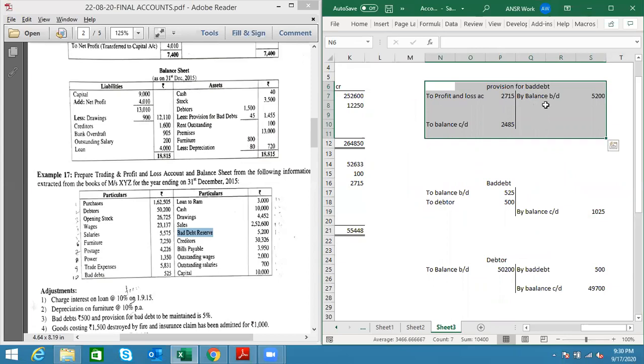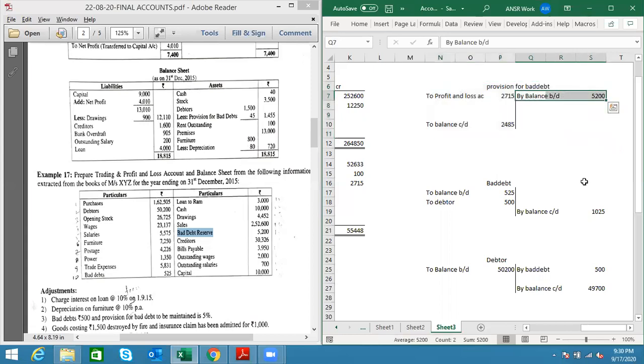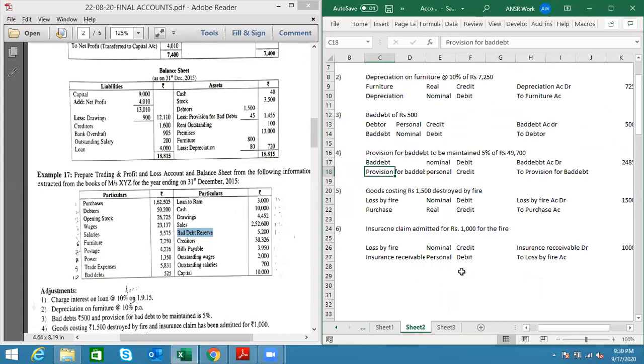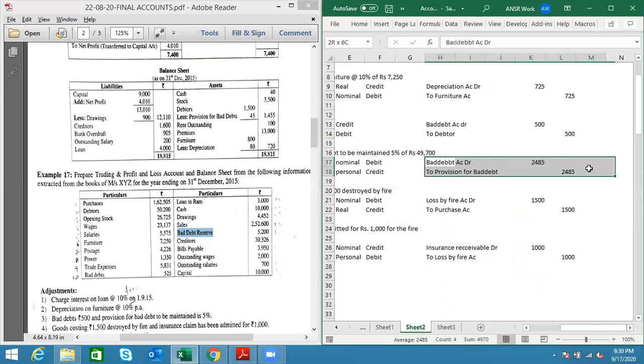Credit side. The same concept that I told. If it is a credit balance, then brought down will be on the credit side. If it is a debit balance, the brought down will be on the debit side. So I've already posted it on the credit side. Now we will see there was one entry which was affecting the provision for bad debt. Do you see that entry here?